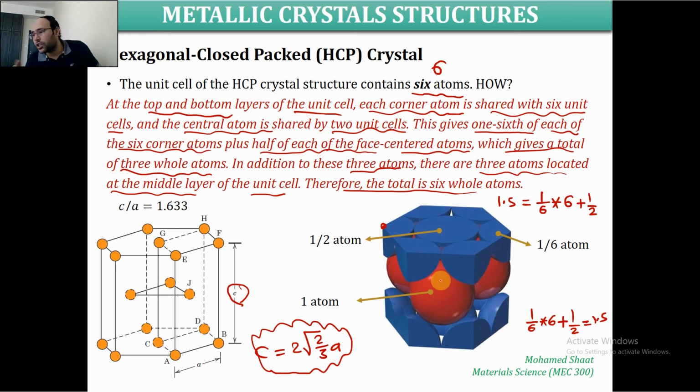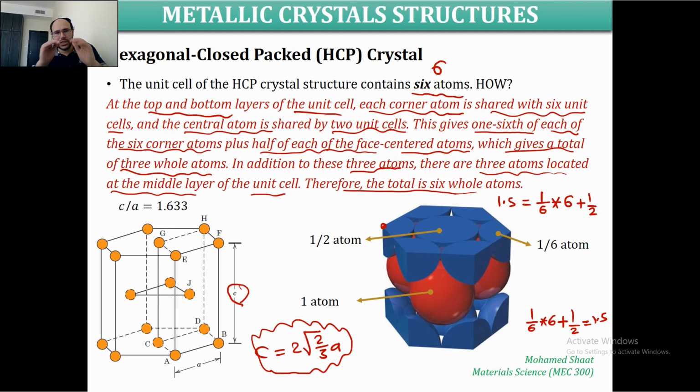These atoms, there is a condition for them. The condition is that all of these atoms should be tangent to each other. They should be in contact with each other. So to achieve this requires that C should be in relation to A through this relation. If you change this relation, these atoms won't be tangent. They won't be touching each other, which is not the case for any material.